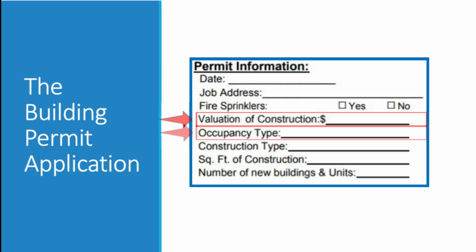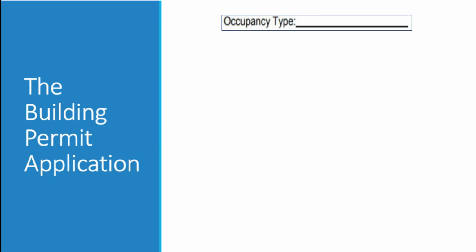Now let us take a look at occupancy type. In simple terms, the occupancy type is what the existing building's use is, where the proposed work is to take place, or you would indicate what the use of the proposed building will be. Here are a small handful of examples which are usually the most common. Let us review them.